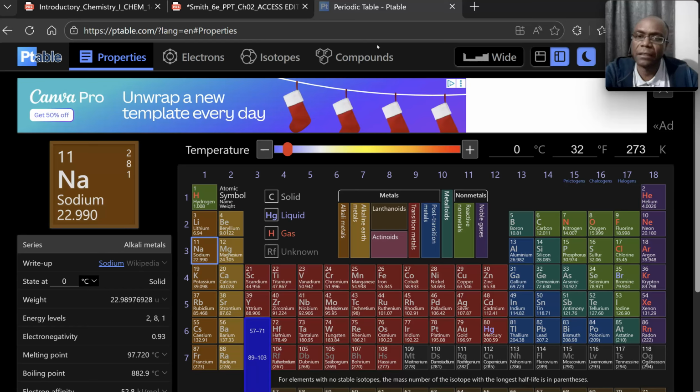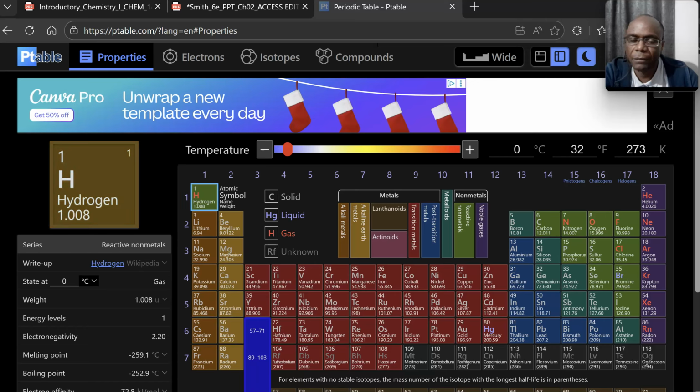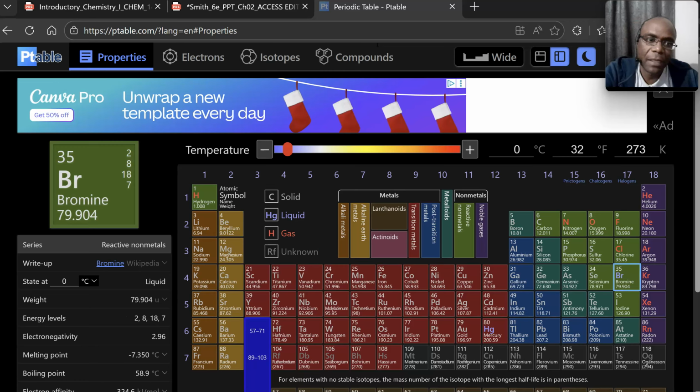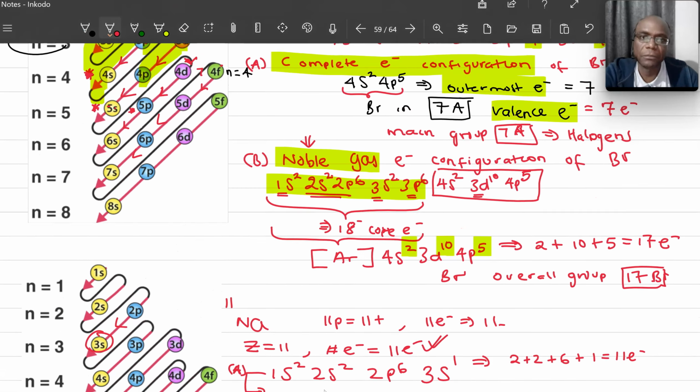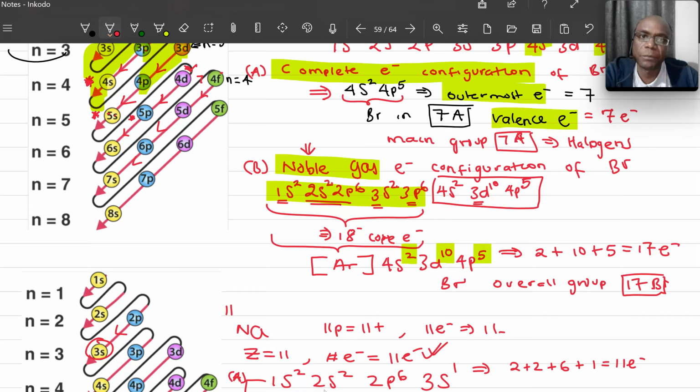So the outermost shell will tell you the period, or the row, where the element is, and the valence electrons will tell you the column. Let's go back to bromine. Remember how bromine had overall 17 valence electrons, so it's overall group 17. Or if you look at 4s2 4p5, you have 7 valence electrons, so it's found in 7A main group. Overall, it's found in column 17.